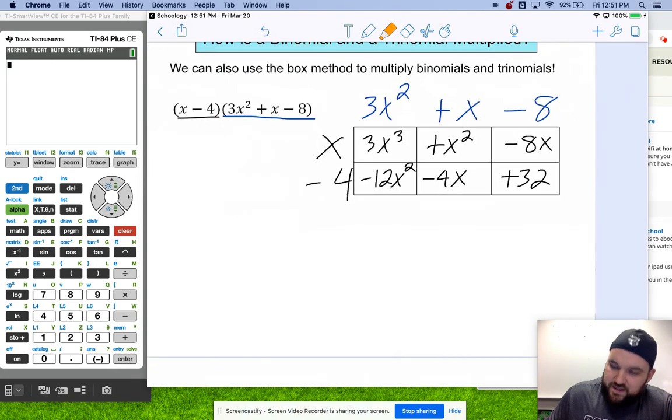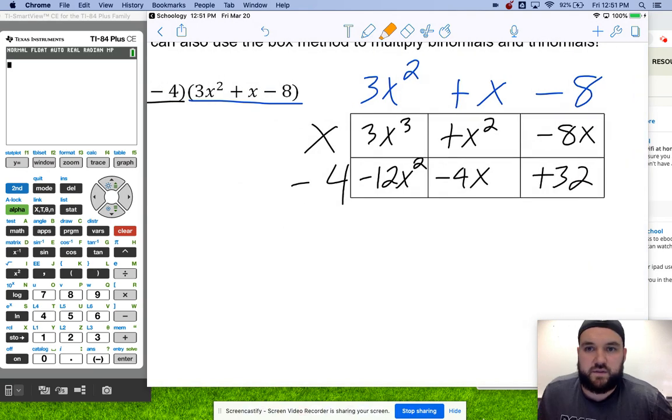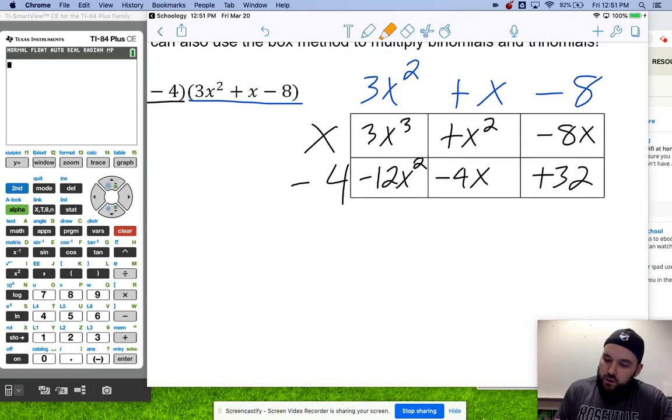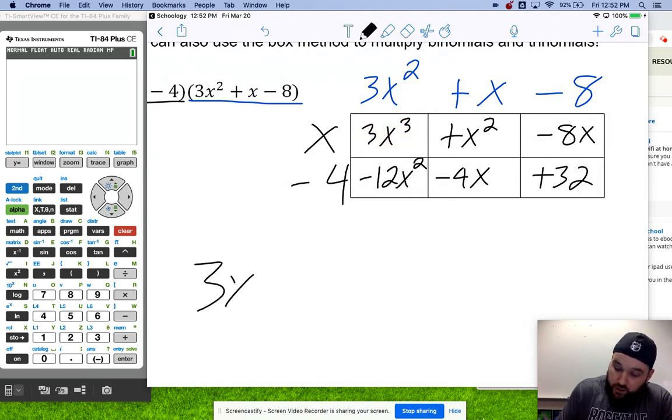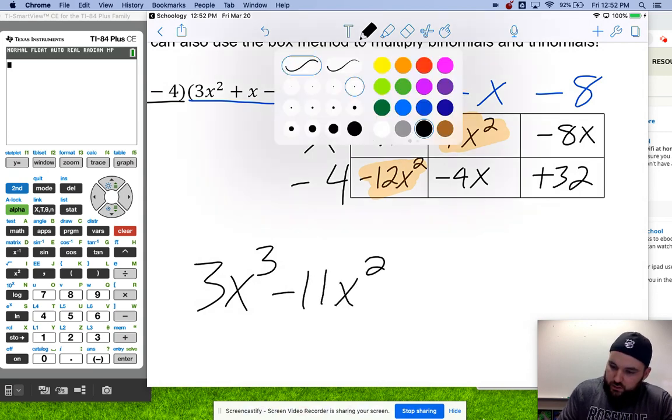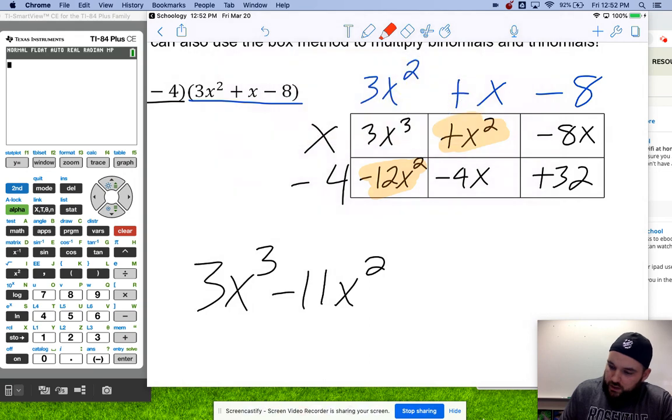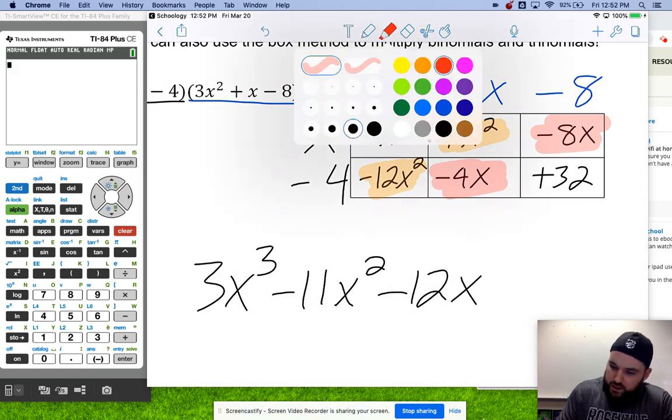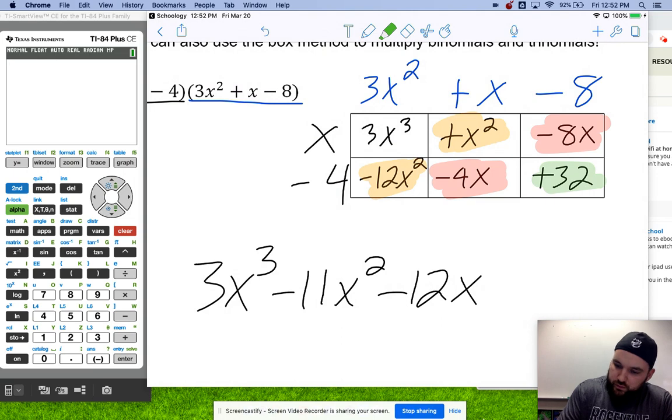Okay. So instead of writing all 6 of those out, I'm going to go ahead and see if I can combine any of these right now. This 3x to the third, there are no other x to the thirds, so that's by itself. I do have 1x squared and negative 12x squared, so it's going to make minus 11x squared when I combine those terms together. Then I have minus 8x and minus 4x. Negative 8 and negative 4 is minus 12. And finally, I have plus 32, which is the only constant or plain number.